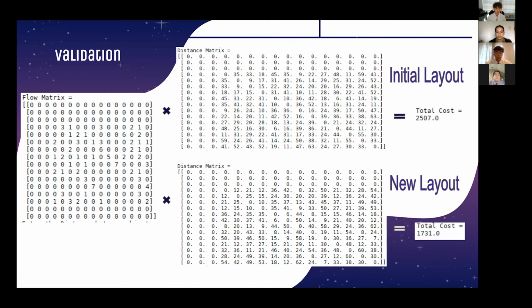So we had a flow matrix describing the flow and the interaction between each department within the lab. And then we have 2 distance matrices. The first one representing the initial layout and the second one representing the new layout. So when you multiply the flow by the distance, it gives a cost matrix, and the sum of that gives the total cost of the layout. So the initial one, the total cost was $2,507, whereas our new layout, the cost drastically decreased and it was at $1,731.